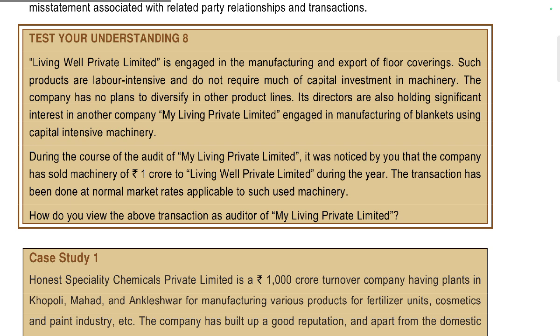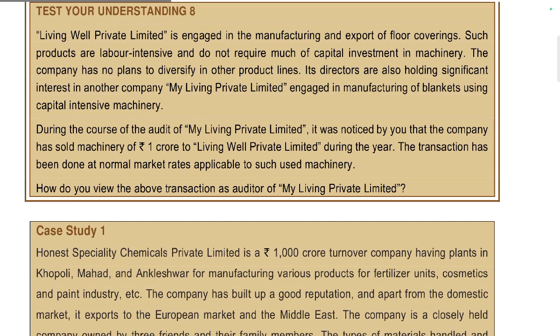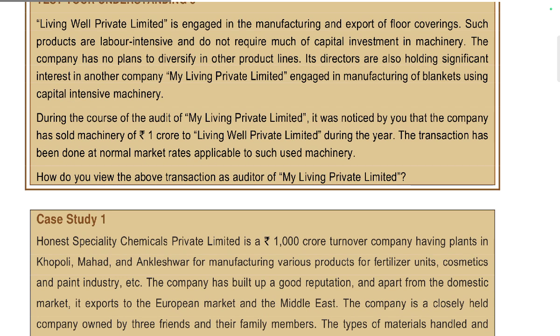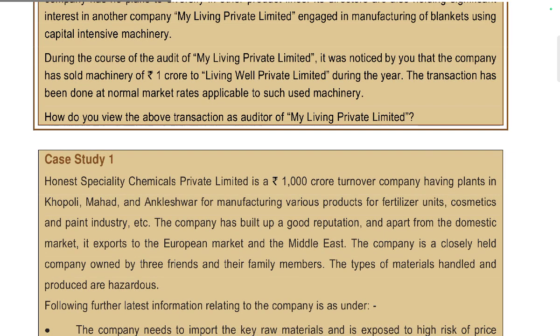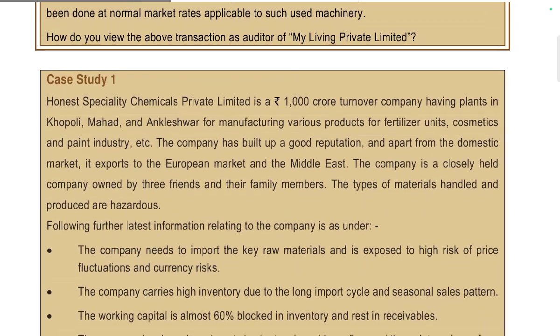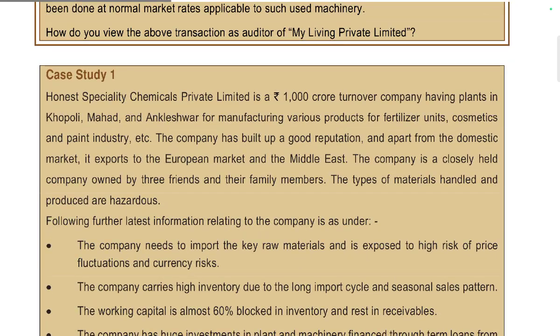Its director also holds a significant interest in another company, My Living Private Limited, engaged in the manufacture of blankets using capital intensive machinery. During the course of the audit, it is noticed that Living Well Private Limited has sold goods worth rupees 1 crore to My Living Private Limited, and the transactions are done at normal market rates applicable to users of the machinery. How do you view the above transaction with My Living Private Limited?